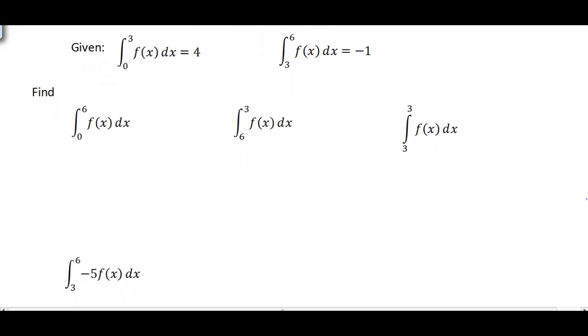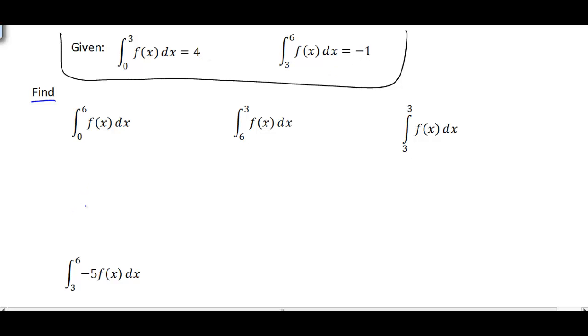So let's see if we can apply this to an example here. If we're given the following two integrals here, we're integrating from 0 to 3 f of x dx, and they tell us that is equal to 4, and the integral of f of x dx from 3 to 6 is equal to a negative 1. So for the first one here, they want us to find the integral of f of x from 0 to 6. Now we don't know what the function is, but we know that 0 to 3 is 4 and 3 to 6 is negative 1.